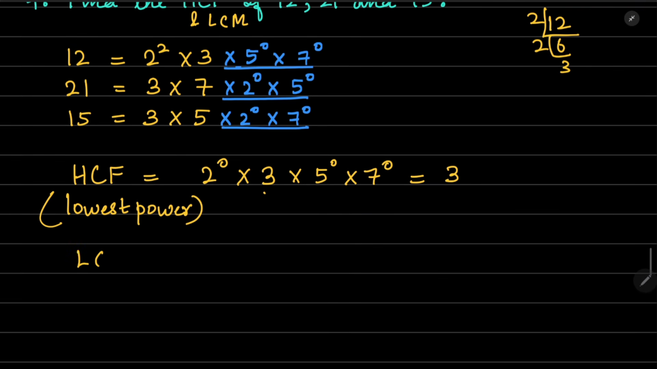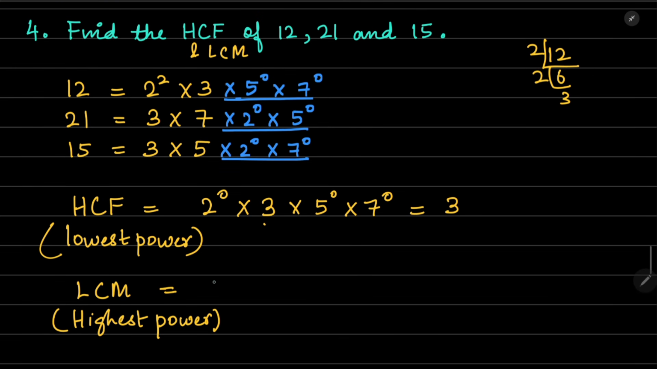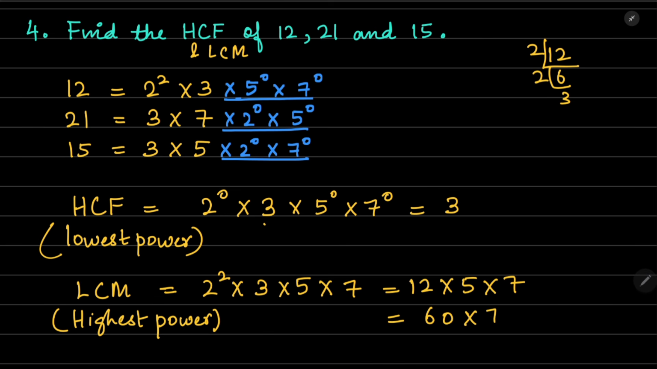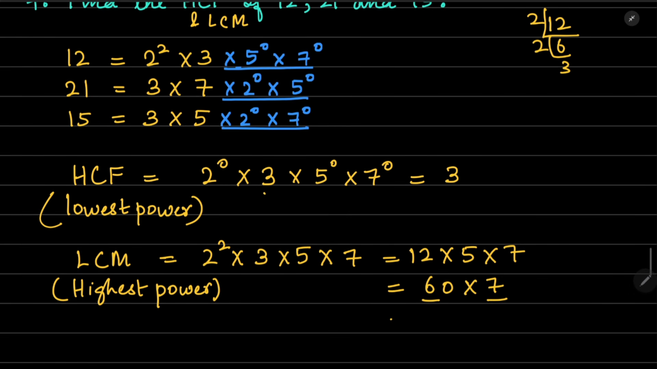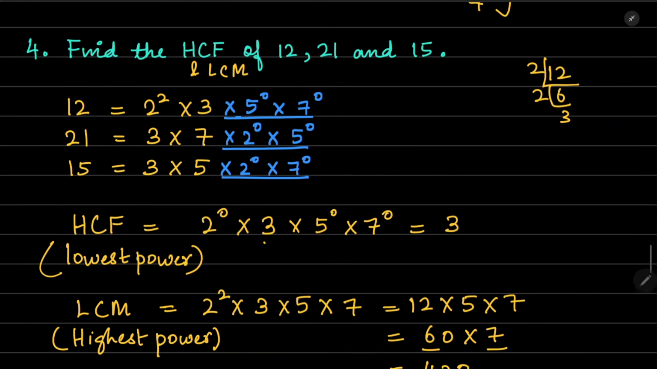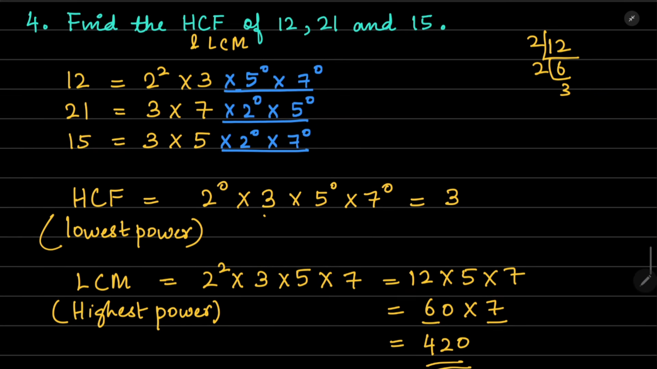Let's calculate the LCM. LCM means you have to take the highest power of all the factors. For 2, the highest power is 2 square. For 3, it is 3. For 5, it is 5. And for 7, it is 7. So let's calculate. 2 square is 4. 4 3s are 12. 12 into 5 into 7. 12 5s are 60. 60 into 7: 6 into 7 is 42, and add a 0. So this is your LCM. HCF is 3 and the LCM is 420.